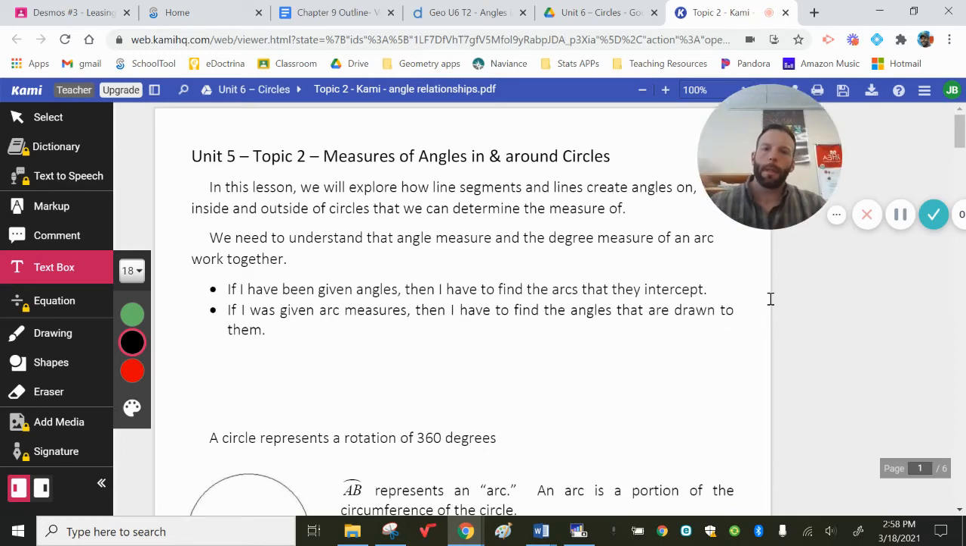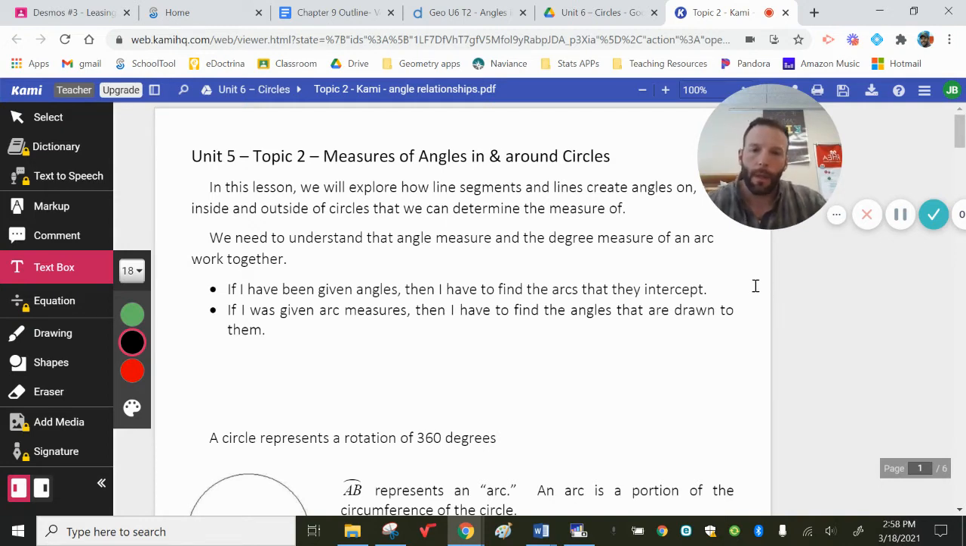Hello everyone, I'm going to talk to you today about finding measures of angles that are in and around circles. In this lesson we will explore how line segments and lines create angles that are on, inside, or outside of circles that we can determine the measure of. We're going to see how the angles around circles can be measured based on the relationship with the circle.